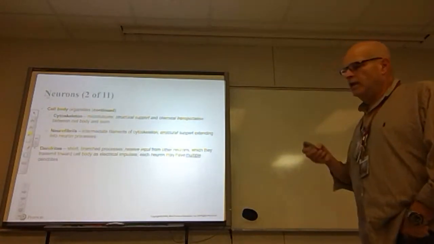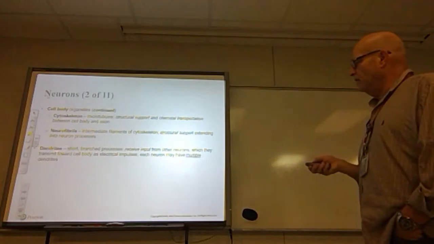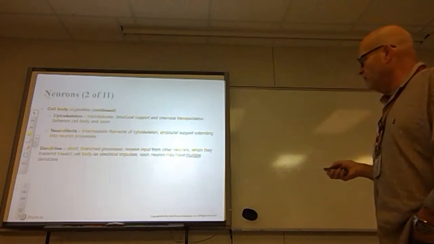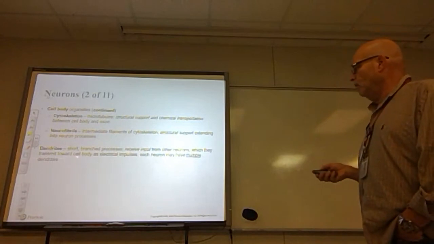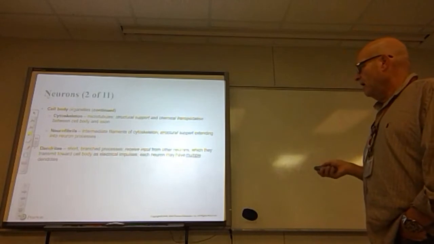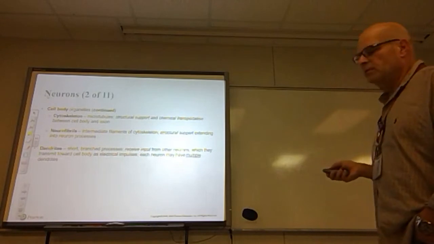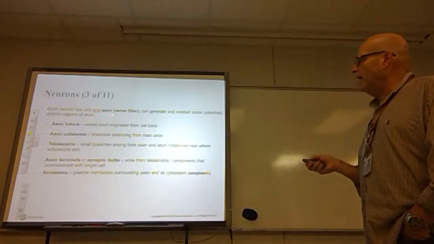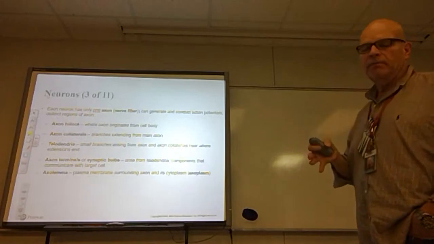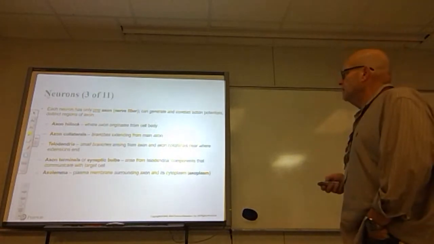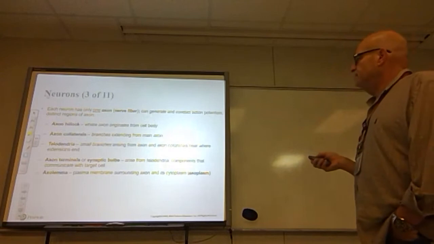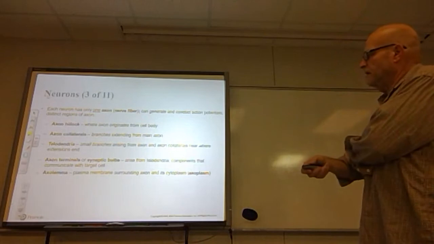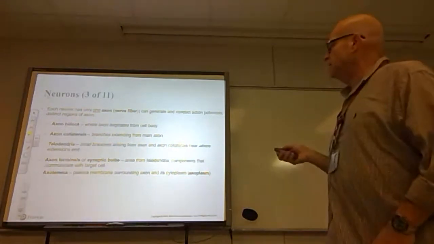The next structure that all neurons are going to have are dendrites. These are short branched processes. They receive input from the neurons, which they transmit toward the cell body as electrical impulses. Each neuron may have multiple dendrites, but each neuron only has one axon. So you may have multiple dendrites, only one axon. The axon is the part of the cell that can actually generate and conduct action potentials, and there are several distinct regions of the axon.